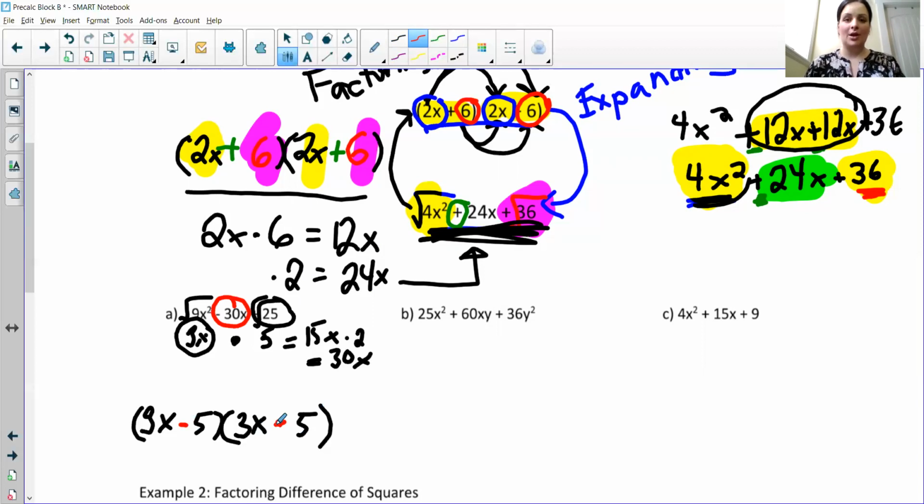You can FOIL, all right? So you can use distributive law, you can expand and make sure that you get the same trinomial that you start out with. Okay, pause the video here and try B and C.